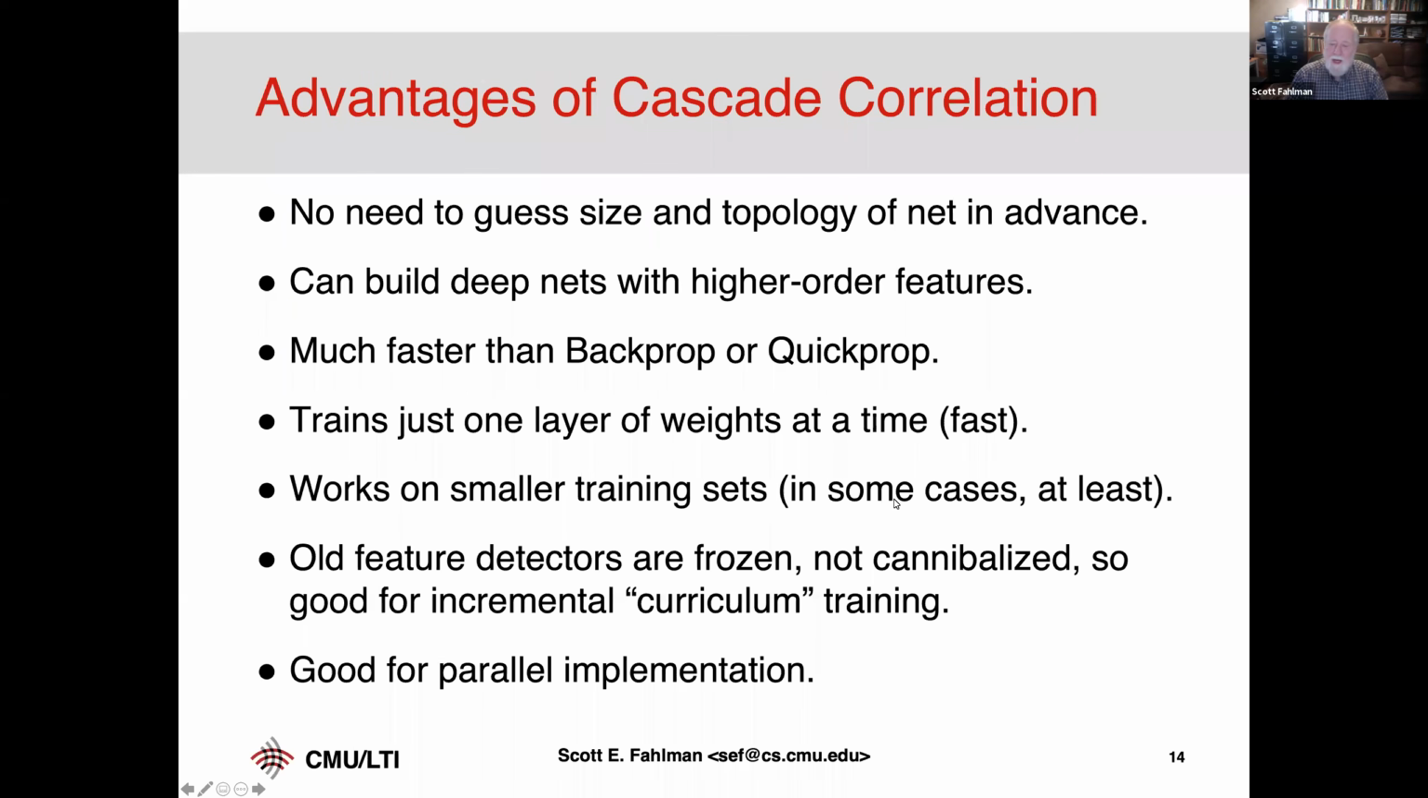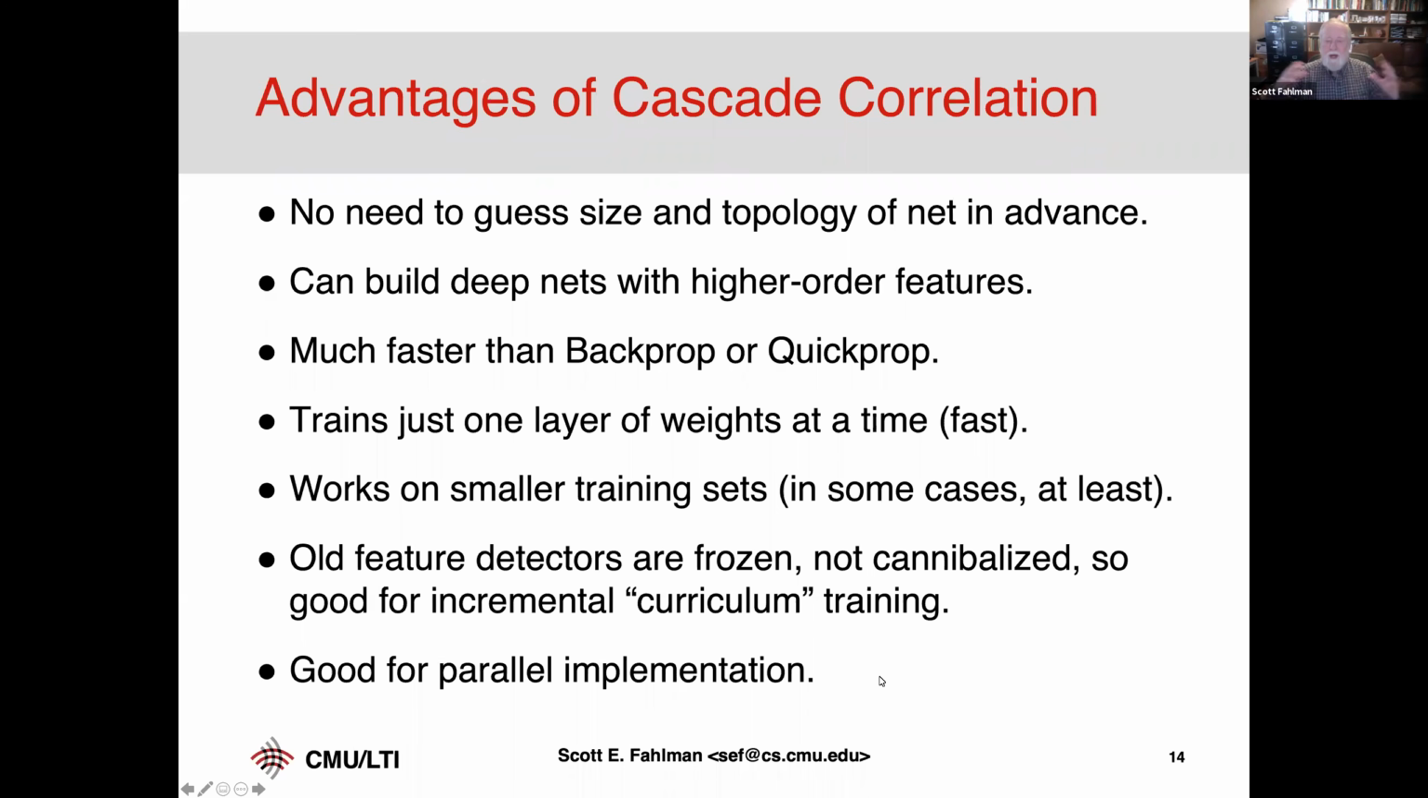It works on smaller training sets, at least in many cases we tried. Old feature detectors, once added to the network, are frozen and not cannibalized later. So as we will see in a minute, this is good for incremental or curriculum training. You train it on a data set and it builds a bunch of things and it combines and it gets that data set right. Now let's give it a more complex data set. Instead of grabbing those old features and repurposing them, which messes up performance on the earlier data set, it leaves them alone, but it builds some additional structure on top of that and then tunes it all together. So this is very good for incremental curriculum training.